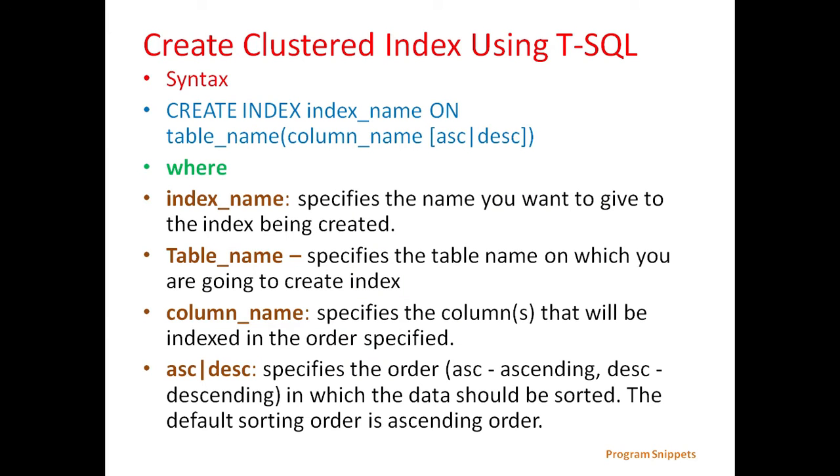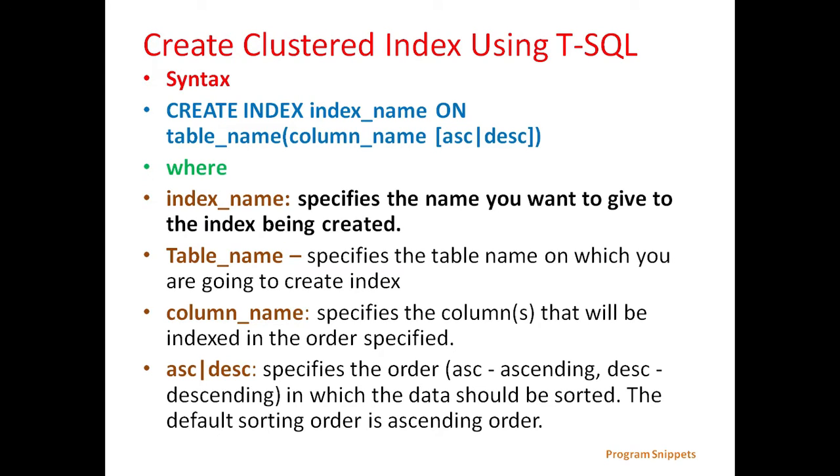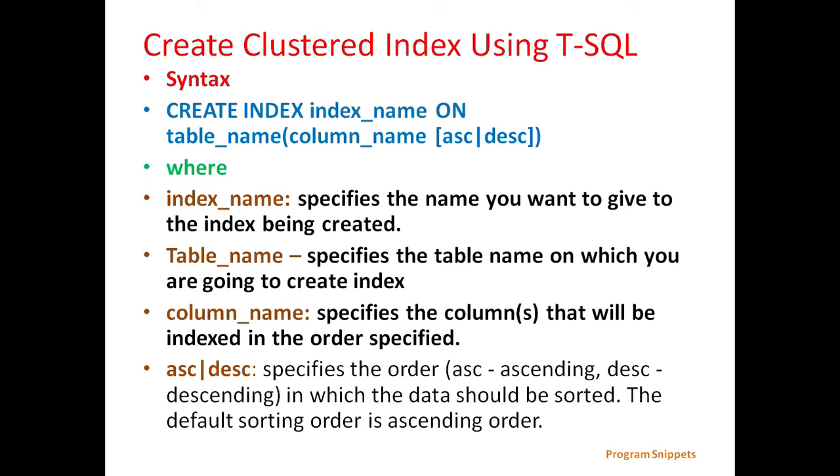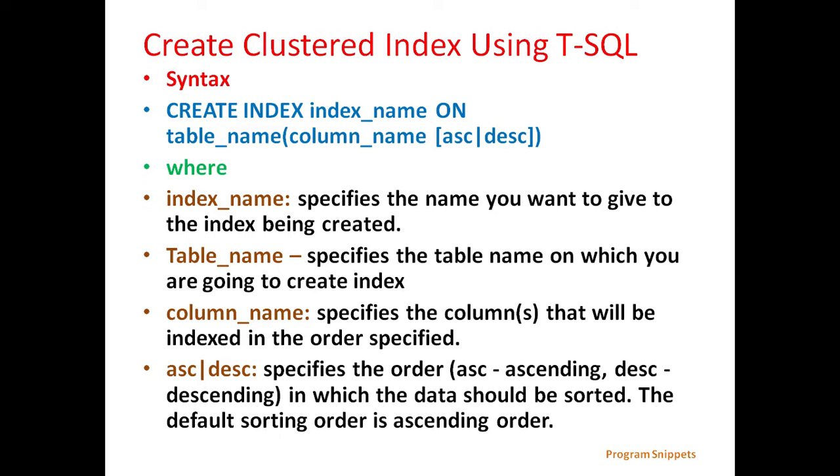Then we'll see creating a clustered index using Transact-SQL. The general syntax for creating a clustered index is create index, index name on table name and column name with order ascending or descending, where index name specifies the name that you want to give to the index being created, table name specifies the table on which you are going to create the index, column name specifies the columns that will be indexed in the order specified, and ascending or descending specifies the order in which the data should be sorted. The default sorting order is ascending.